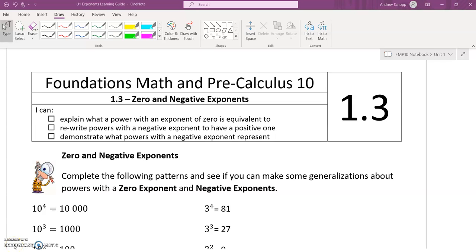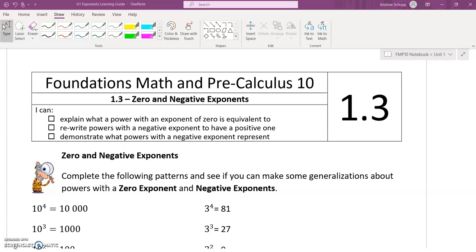Hello, today we're going to look at section 1.3, the zero and negative exponents. I hope that by the end of this lesson you're able to explain what a power with an exponent of 0 is equivalent to. I hope that you can rewrite powers with a negative exponent to have a positive one, and that you can demonstrate what powers with negative exponents represent.